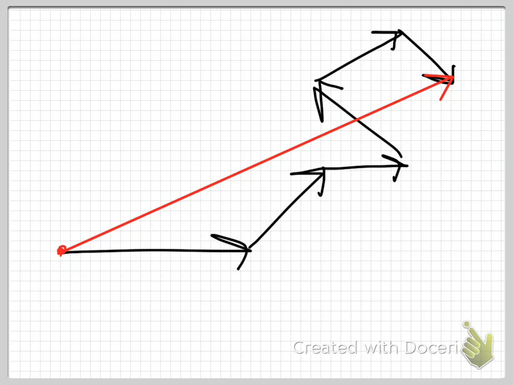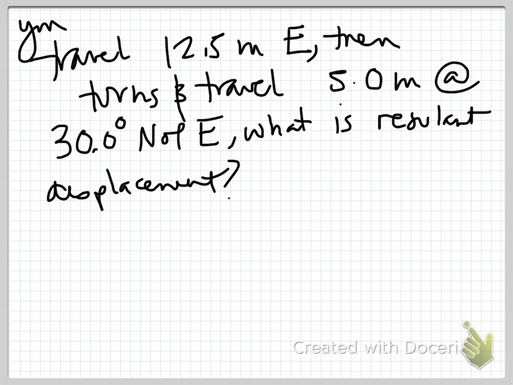Now the cool thing about doing graphical solutions for vectors is that if you are very careful and cautious with scale, you can actually solve vector problems without doing any math, other than the scaling math. So if we're told that someone travels, pardon the messy handwriting, 12.5 meters east, then turns and travels 5 meters at 30 degrees north of east, what is the resultant displacement?